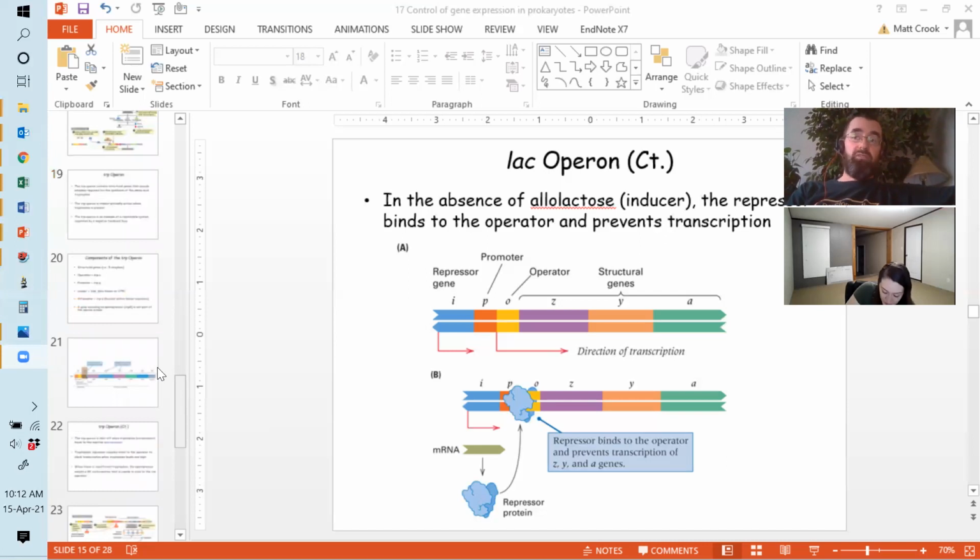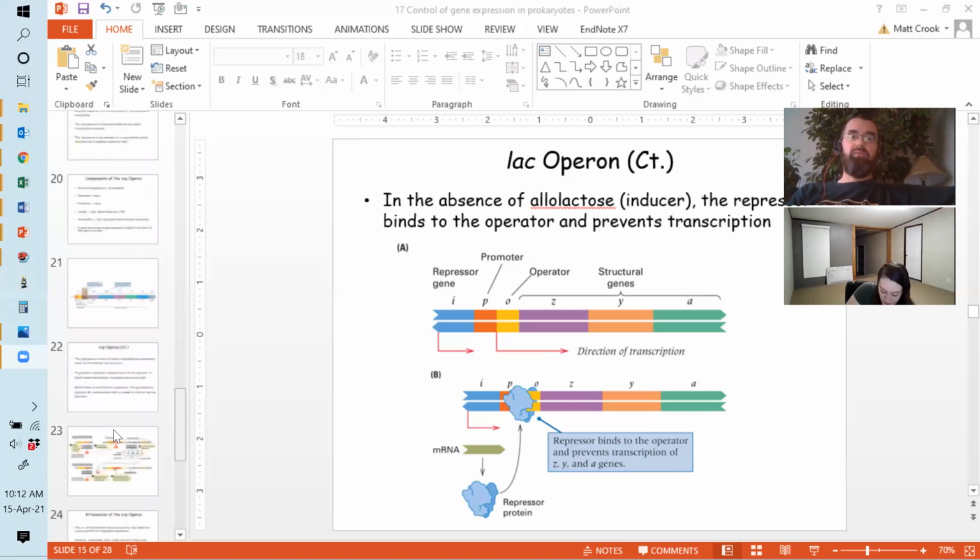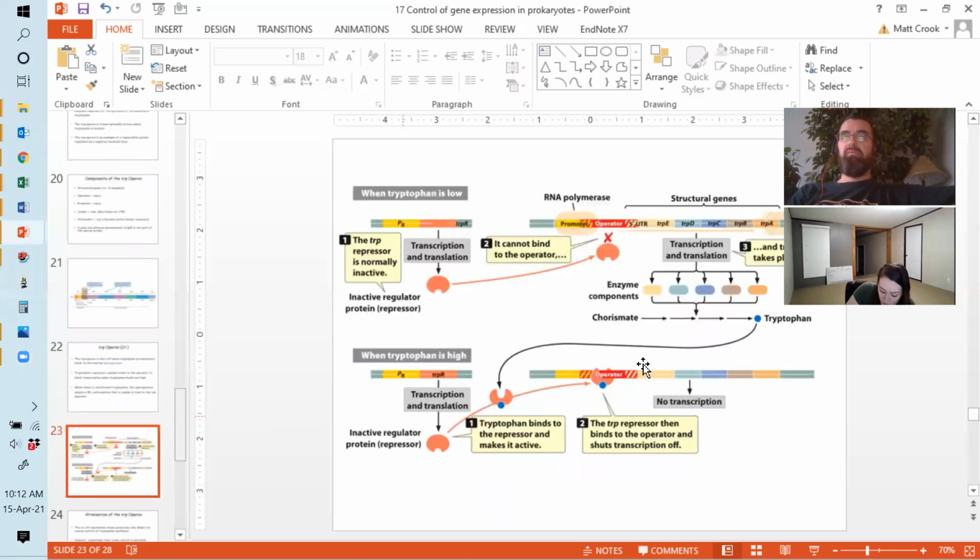So remember, the trp operon is repressible. So it's going to jump forward a little bit here. And so this is the opposite of LacI. So LacI will bind to the lac operator in the absence of lactose, because it has to be induced to leave. Now we have the trp operon, which has a separate regulator protein like LacI. This is called TrpR.